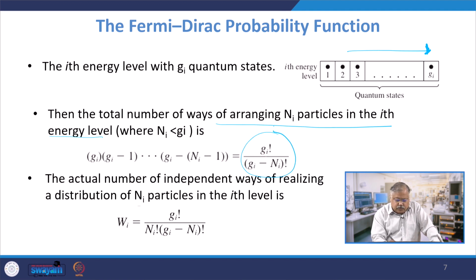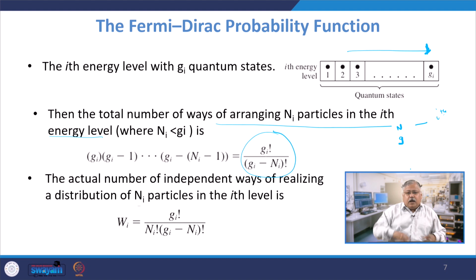I think all of you can do it by simple permutation, right. So what I am trying to say is that in the ith energy level there are g_i states, right, and g_i is assumed to be larger than N_i, where N_i is the total number of particles available in the energy states. So I have an ith energy state here, and there are n number of particles and g number of states available.